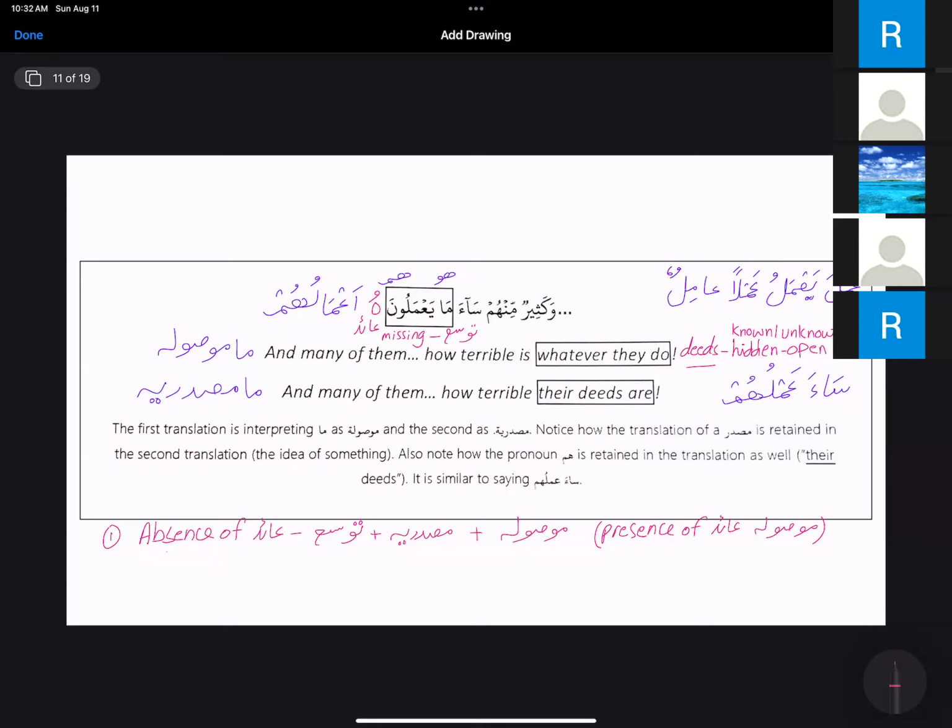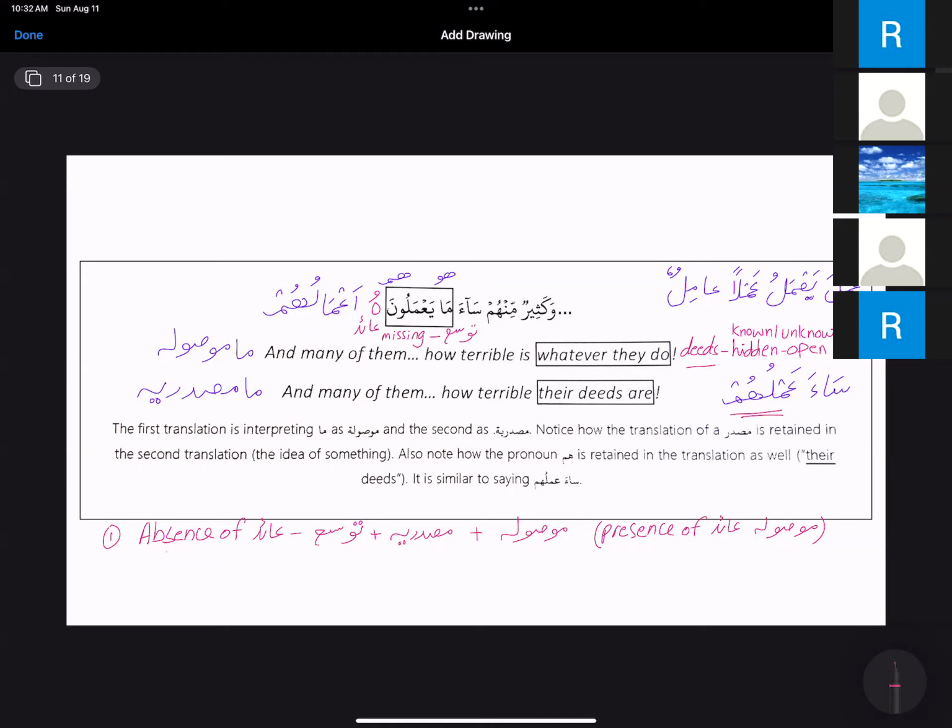And then for ma masdariya, again, how terrible their deeds are. How terrible their deeds are. So now over here, it is sa'a amaluhum, right? Amaluhum. So this is now ism. So ism does not have what? Ism is timeless. Time and timeless. So it is timeless over here.